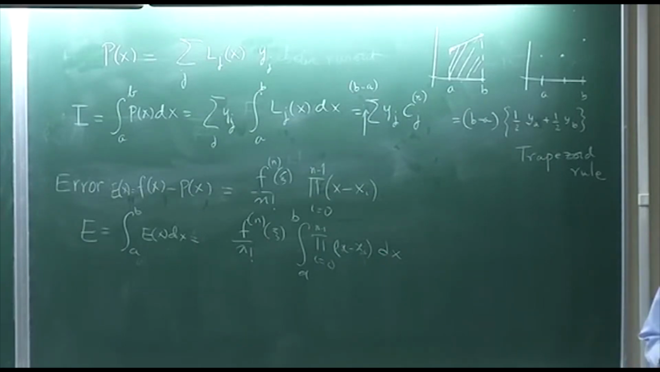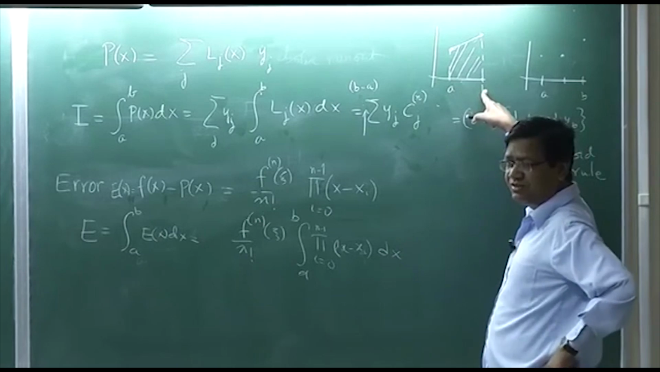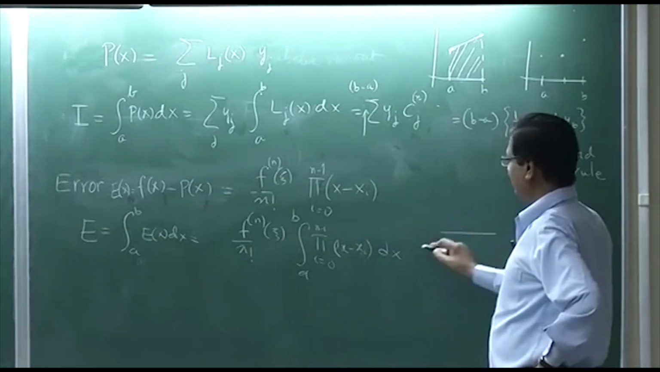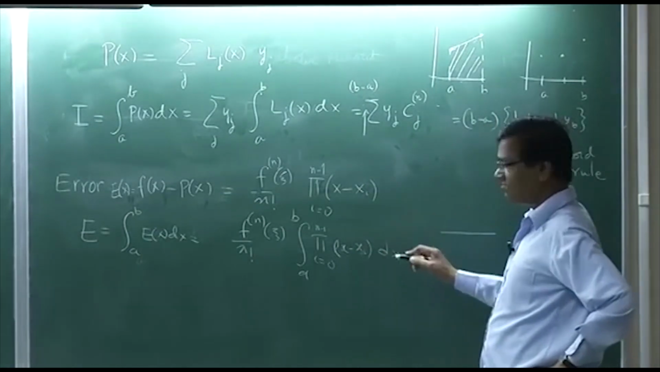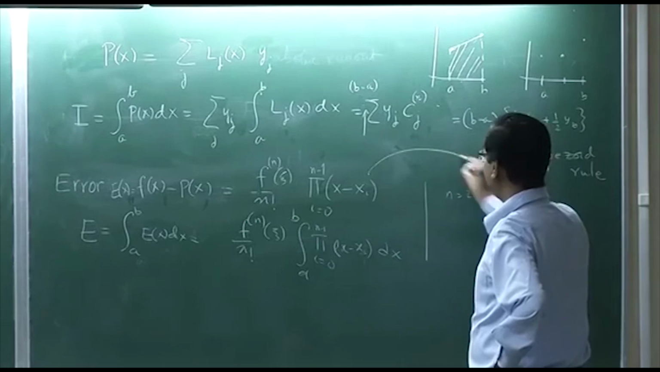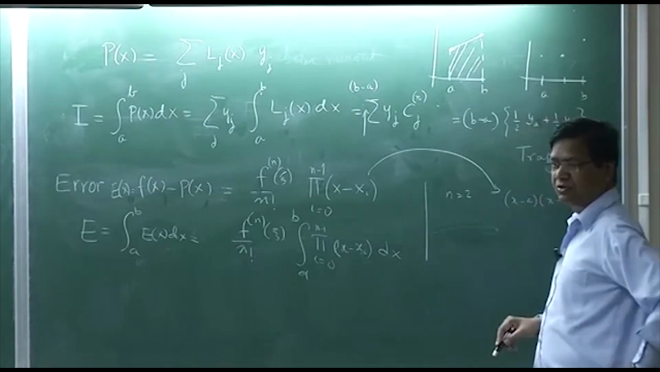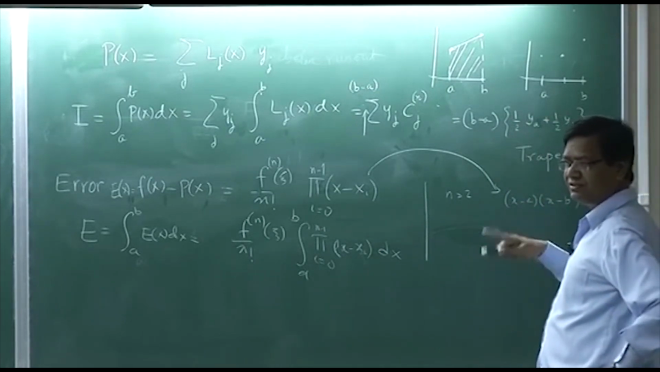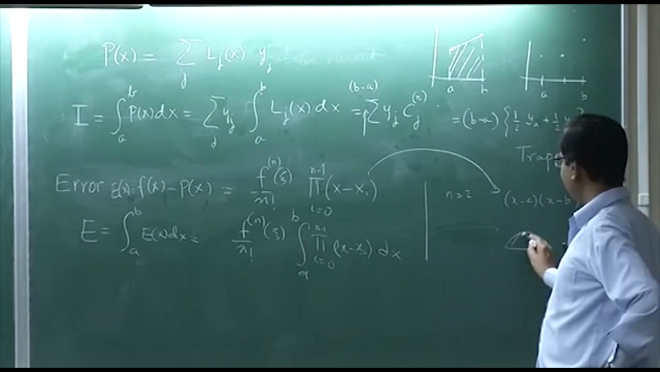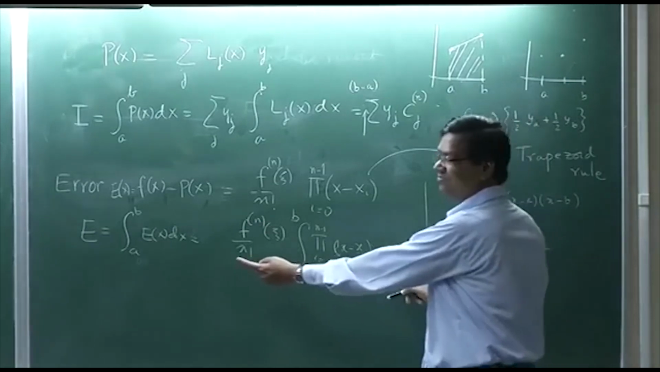Once I do it, I have done this integral. So if there are only 2 points, then the error is finite, because what will this function be? For n equal to 2, let us write n equal to 2, my function will be (x minus a)(x minus b). So this is 0 at both ends, but it's quadratic in between. So this function looks like that. So the area under the curve is finite. Okay, so that is this non-zero value.